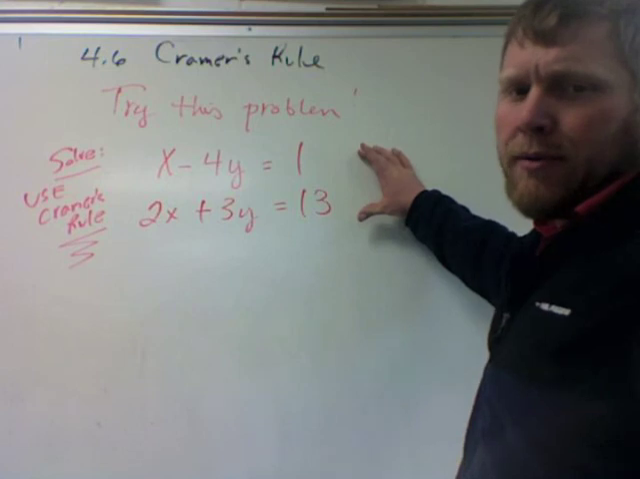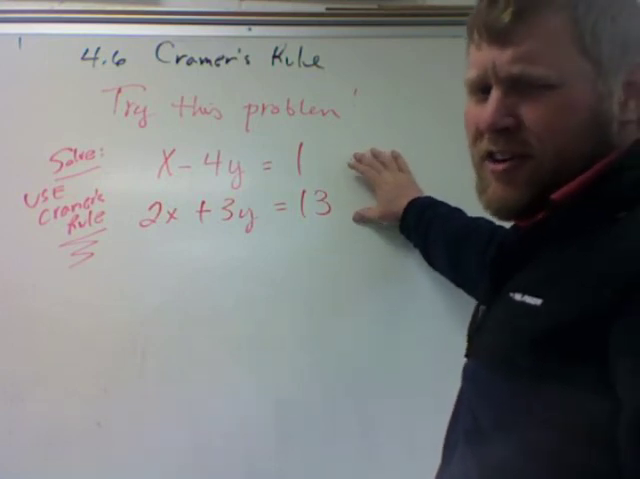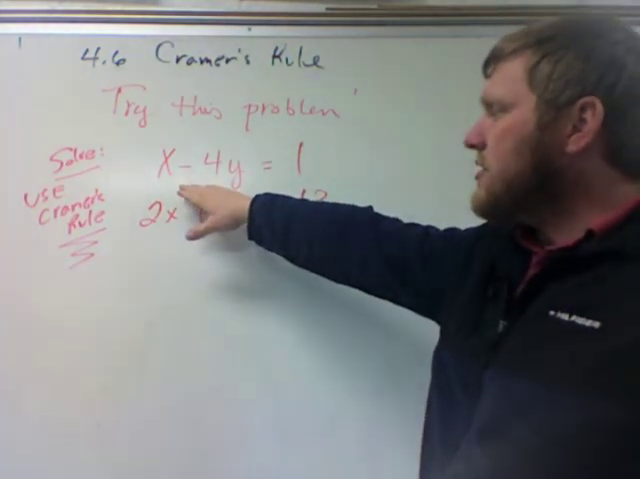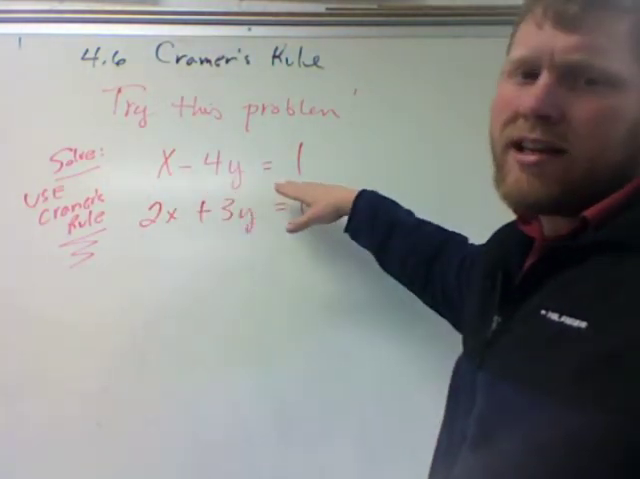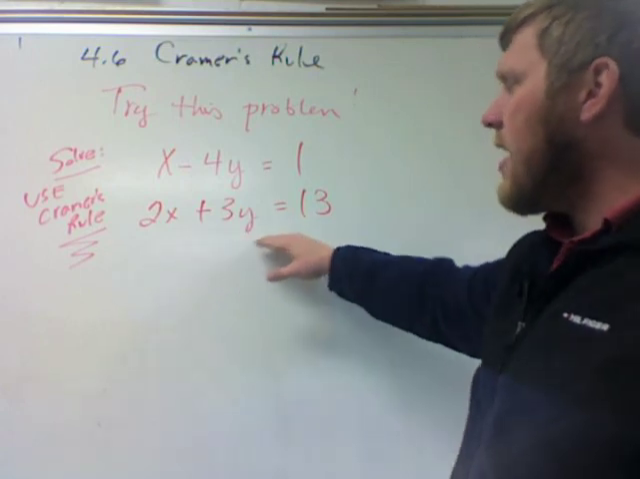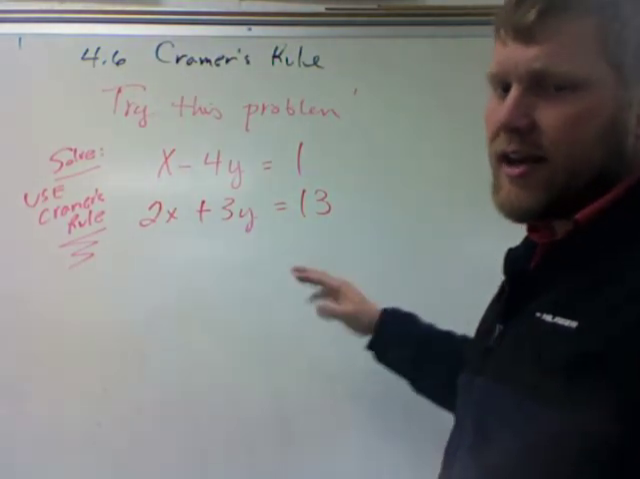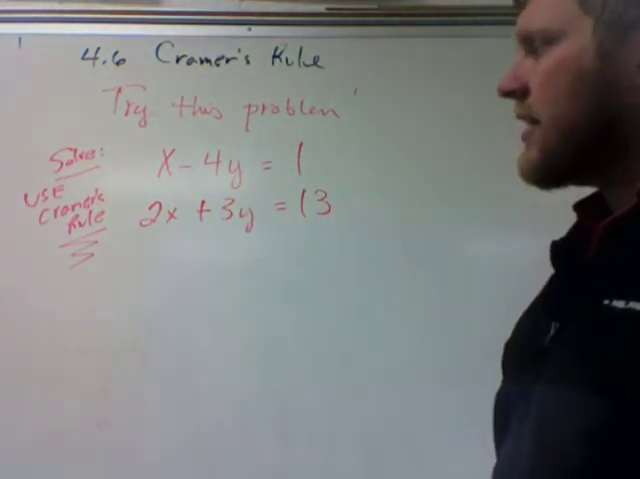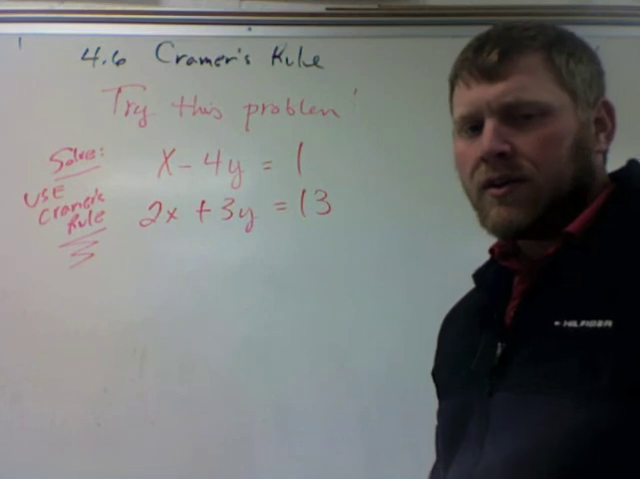So let's try this problem here. It's in red, so hopefully you can see it. It says try this. The first equation is x minus 4y equals 1. The second equation is 2x plus 3y equals 13. Go ahead and solve that using Cramer's rule. Very useful method. So, good stuff.